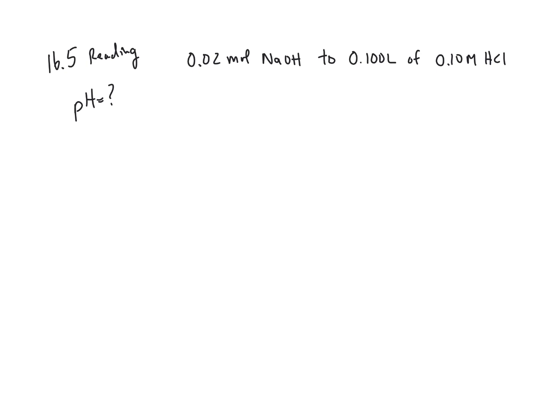And so to figure out the pH of this solution, we have to realize it's an acid-base reaction. It's a neutralization reaction, right? I'm adding sodium hydroxide to HCl, and the product of that reaction is going to be water and a salt, the salt being sodium chloride.